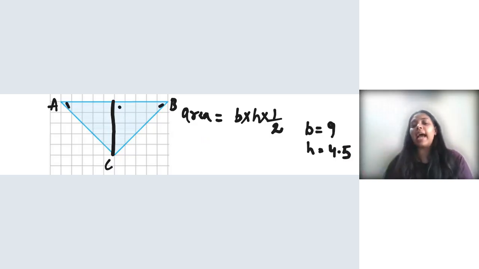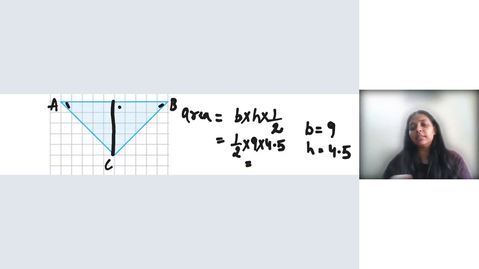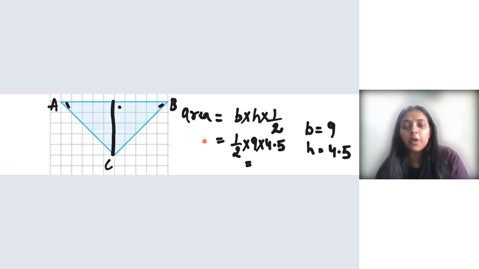Yes. So if I calculate the area, my area will be 1 by 2 times 9 times 4.5. Can you tell me the answer for this? Devika, you are stuck. Can you multiply 9 times 4.5? Ma'am, I don't know multiplication in decimals.